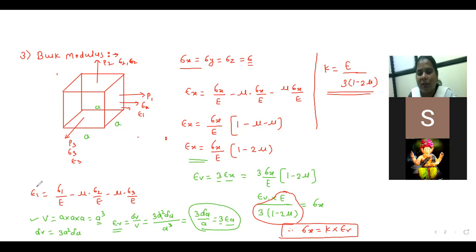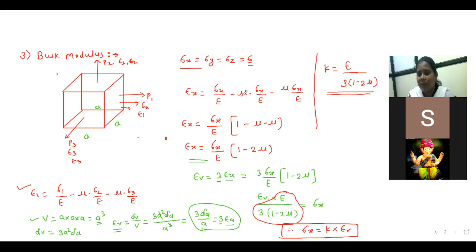For deriving this equation, we already have one equation: epsilon 1, the strain along one plane, is equal to sigma 1 upon E minus mu into sigma 2 upon E minus mu into sigma 3 upon E. But as per our assumption, we put sigma 2 as sigma x and sigma 3 as sigma x. So epsilon x is equal to sigma x upon E minus mu into sigma x upon E minus mu into sigma x upon E.